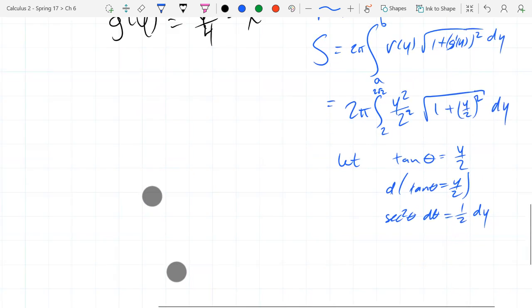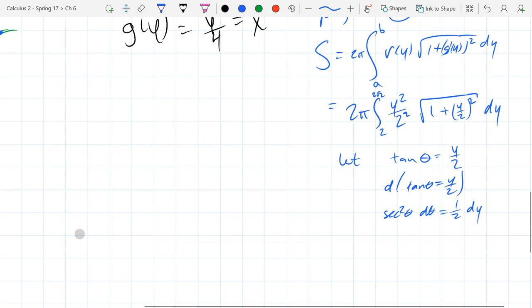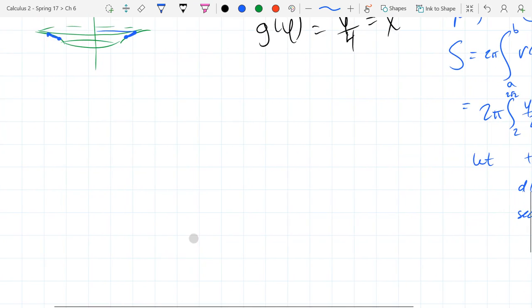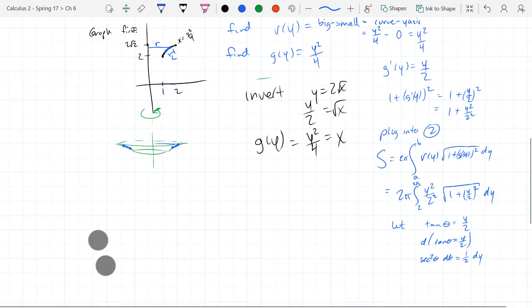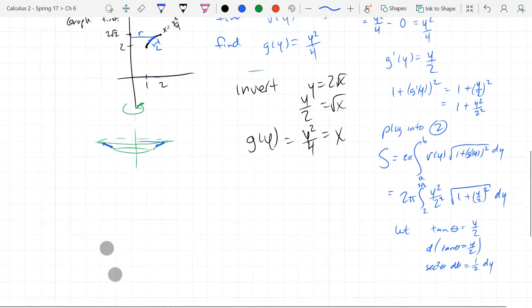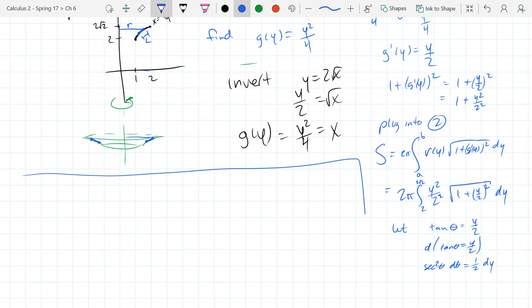So we have time for one more example, which is exactly how many I have left. Sorry about writing way over there. So we'll start our next example here.